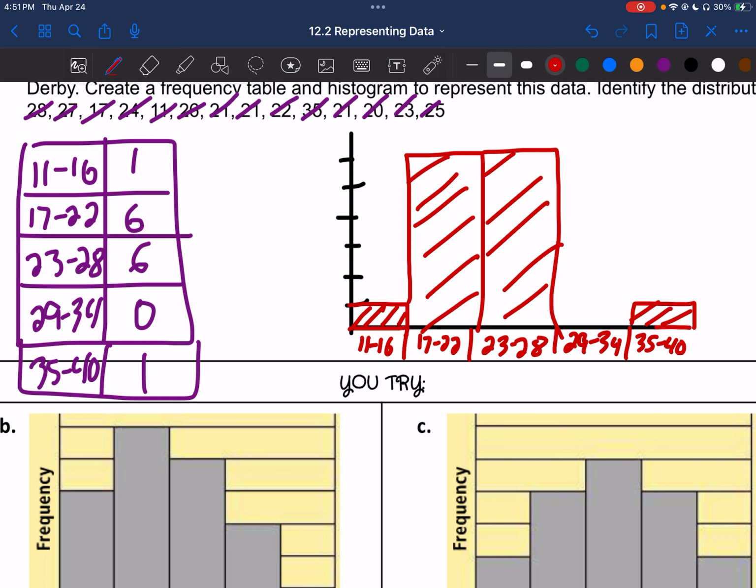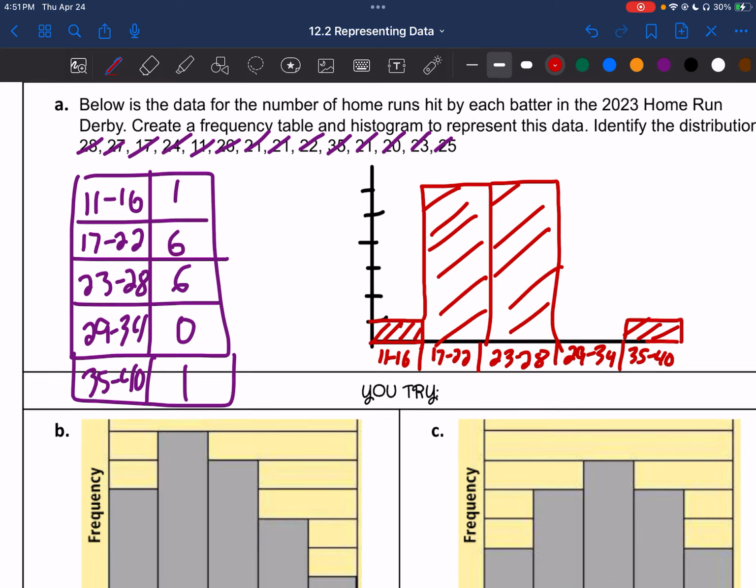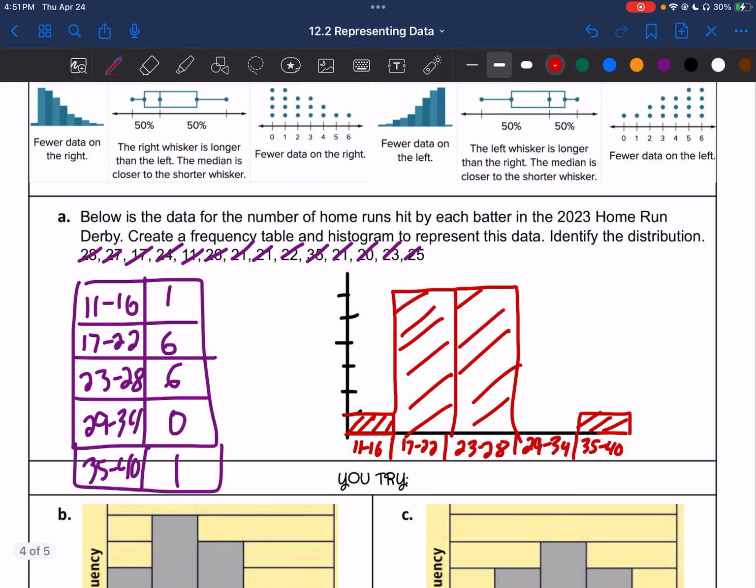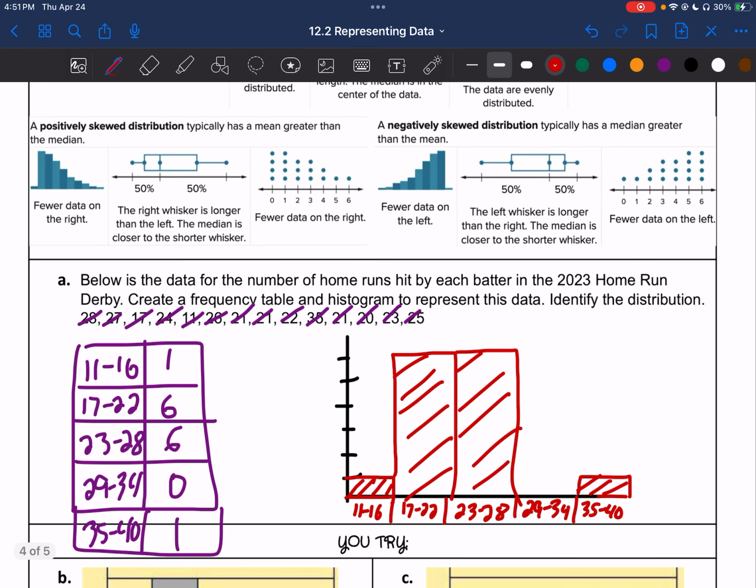So what kind of distribution are we going to see here? This definitely looks closer to that positively skewed one than it does anything. So we're looking at something being positively skewed here.